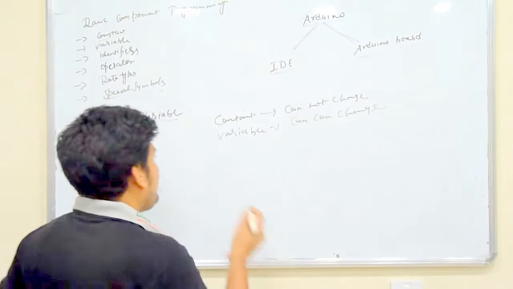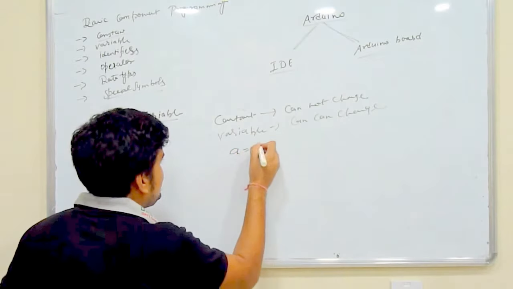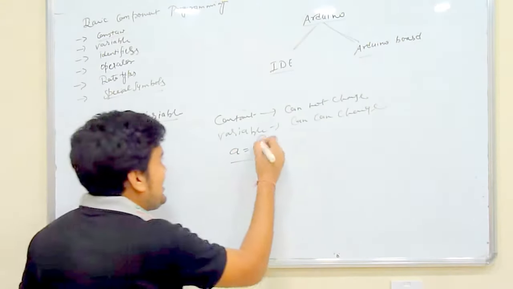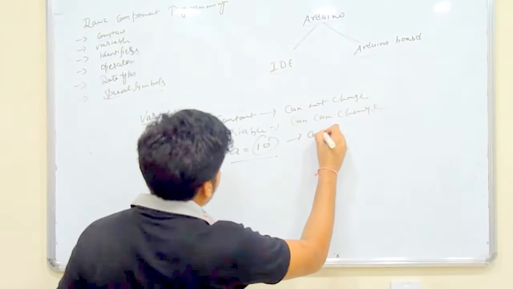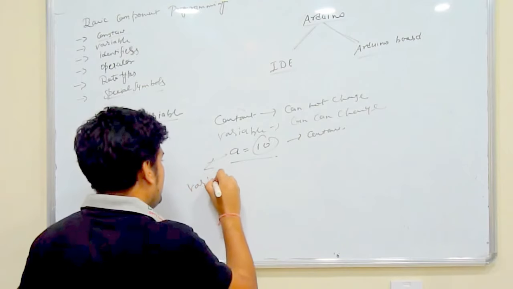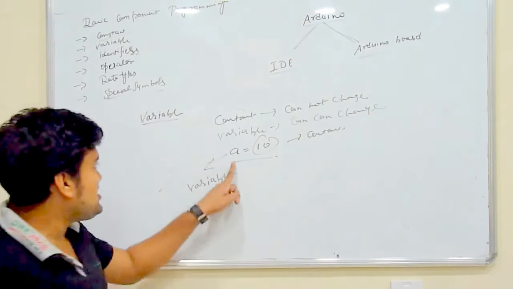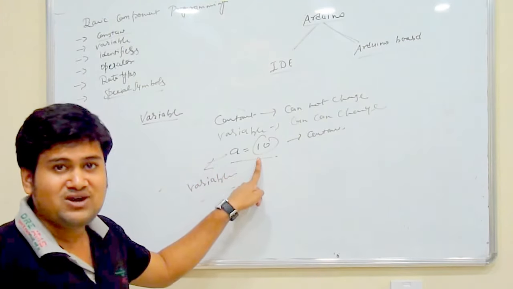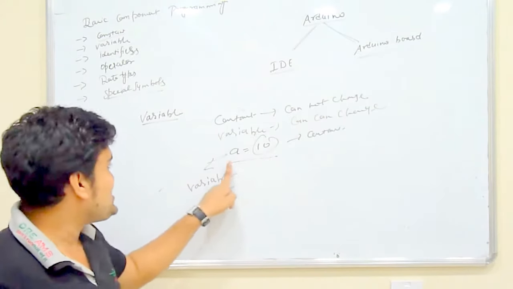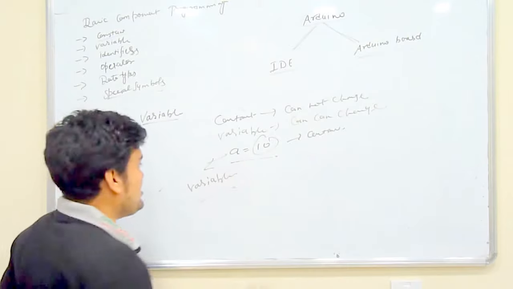So the variable is basically used to store data. Like here, I am writing a equal to 10. Then 10 is a constant here and a is a variable. Why? Because a is used to store the data 10. a is used to store integer data. That's why here a is called the variable.